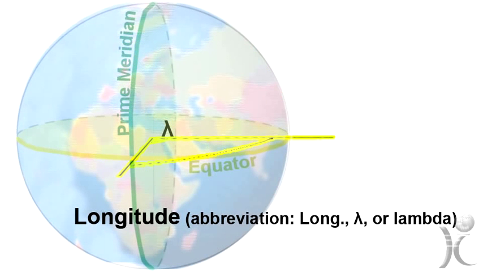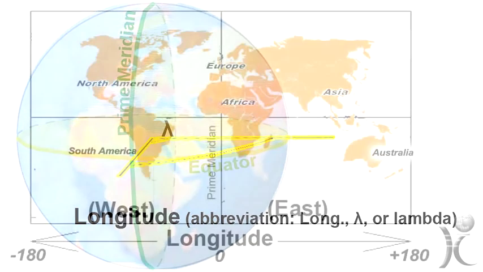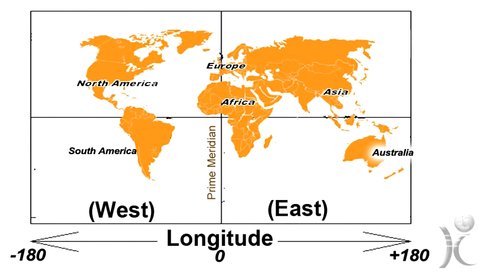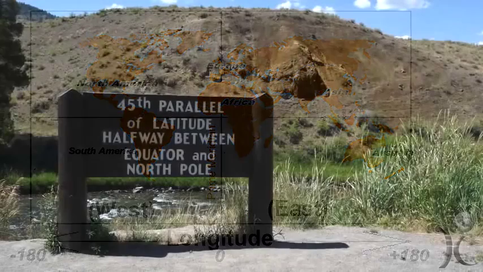Recall that longitude is typically used for east-west measurements. And like latitude, longitude is given in an angular measurement ranging from 0 degrees at the prime meridian to plus 180 degrees eastward and minus 180 degrees westward.